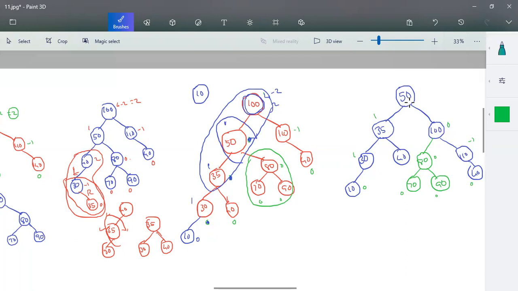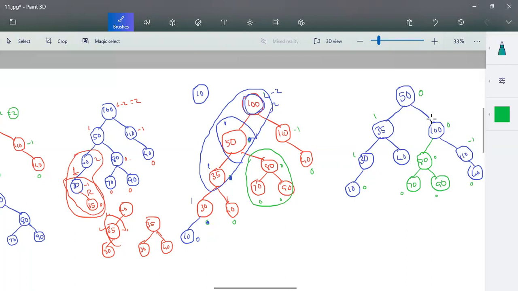And for 50, the longest branch to the left side is 1, 2, 3. And here also it is 1, 2, 3. For 50, the balance factor is 3 minus 3, it is 0. The balance factor actually lies between either 1 or 0 or -1. It is all fine. Okay, so this is how an insertion actually happens in an AVL tree.